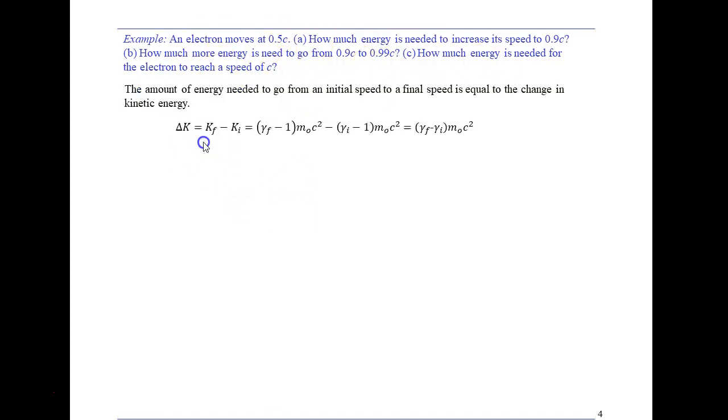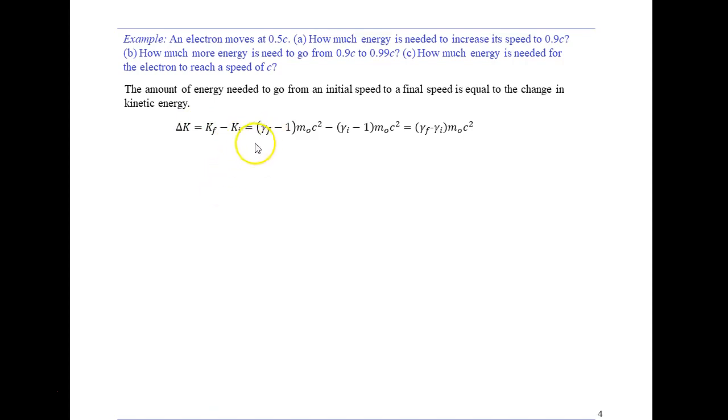And then the next question is, well, then how much more energy would you need to go from 90% the speed of light to 99%? And then how much energy would you need for the electron to reach the speed of light? These are really all the same type of question. And whenever you're asked, how much energy does it take to go from this speed to this speed? That's really just the change in the kinetic energy. So find the difference in the kinetic energies.